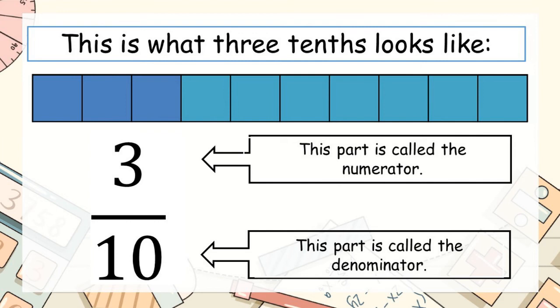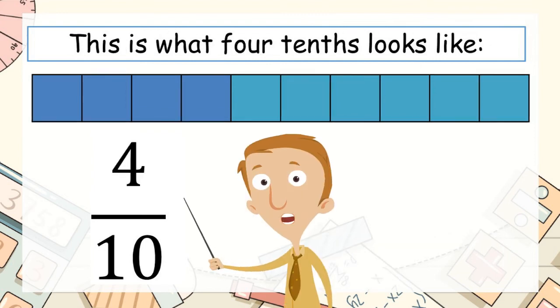Hopefully you're getting the hang of these now, and this next one will be easy for you. What do you think 4/10 would look like on a picture and also written as a fraction? Pause the video and write it down. Here is what 4/10 would look like. 4 shaded boxes out of 10 on the picture and 4/10 as a written fraction.